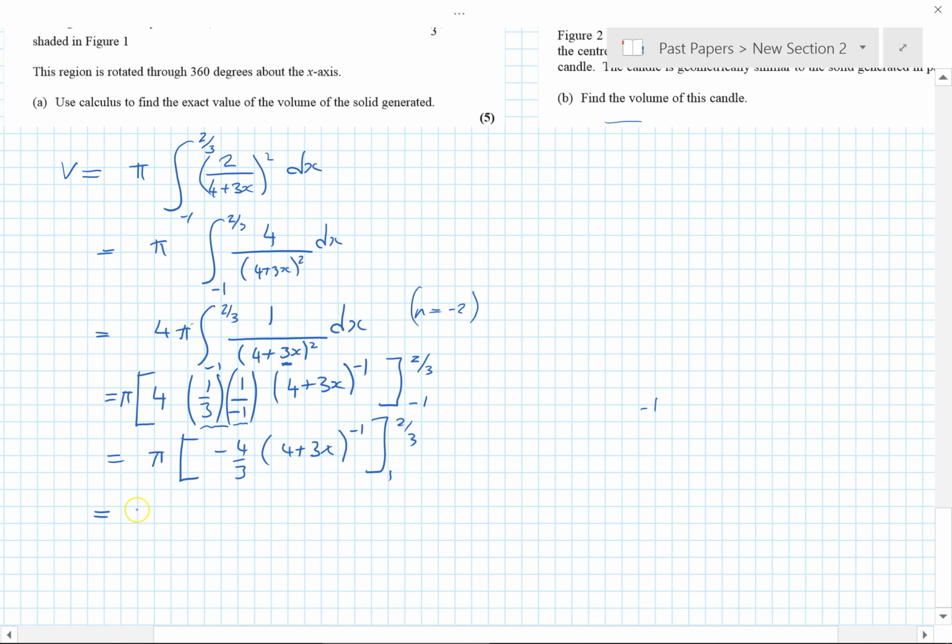So that equals pi, brackets, minus 4/3, and putting 2/3 in there, that will be 4 plus 1 to the minus 1. No, it won't, because it's 2/3, so it's 4 plus 2 to the minus 1. Minus, but that's going to make it actually plus, because there's 2 minuses, 4/3, 4 plus 3 to the minus 1.